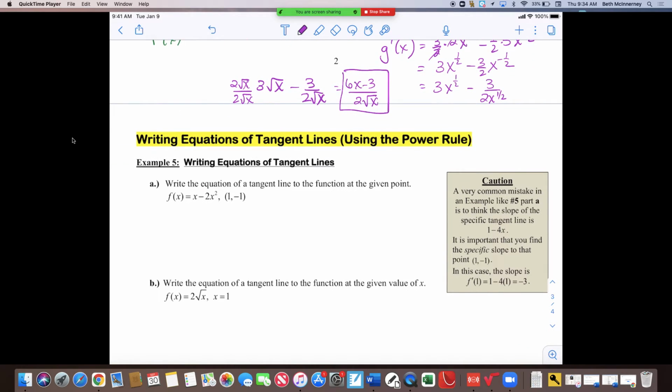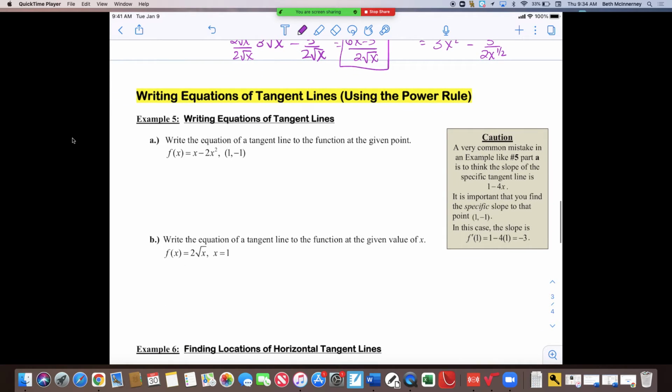So let's look at example 5. It says, write the equation of the tangent line to the function at the given point. Well, what are the two things you need in order to write an equation of a line? Point and the slope. Well, they gave us the point. Yay! How do we find the slope? Find the derivative. The derivative is the slope of the tangent line at that point.